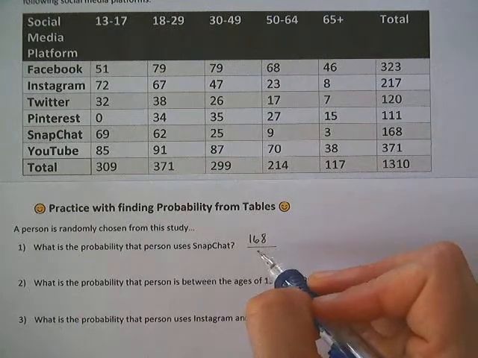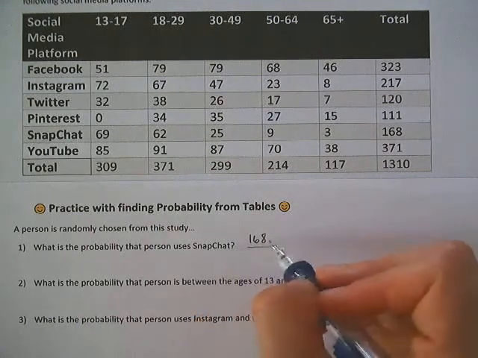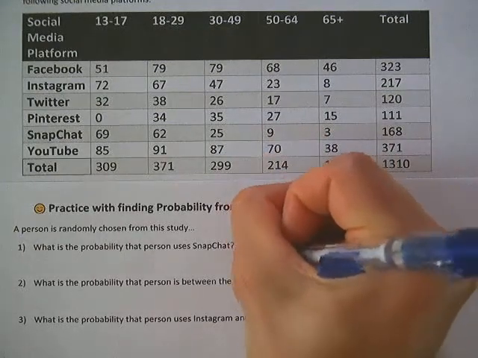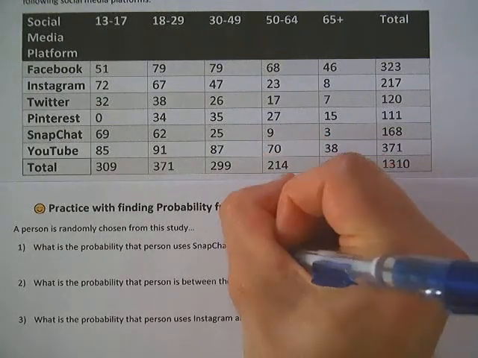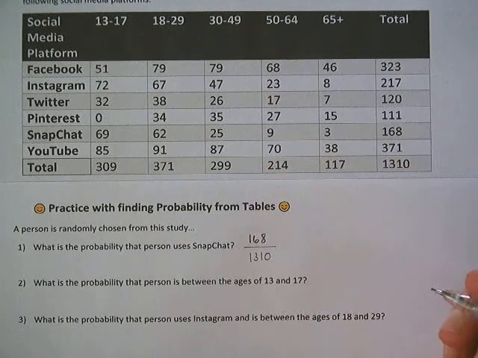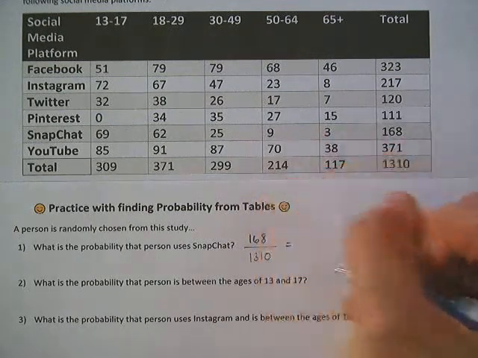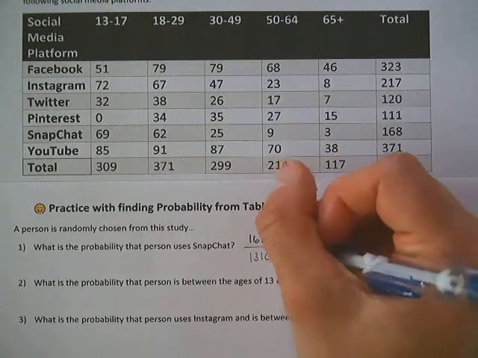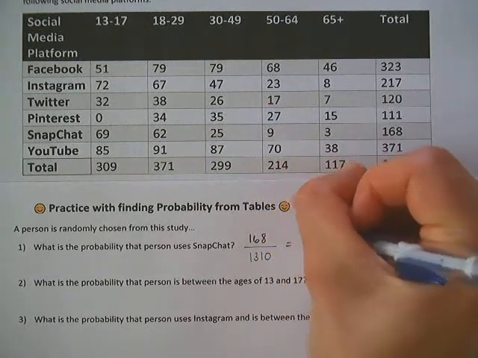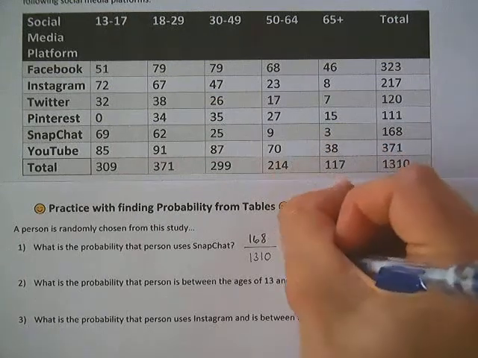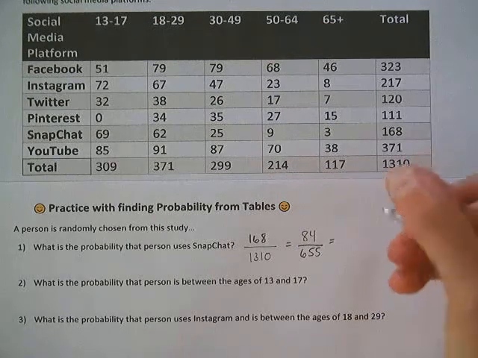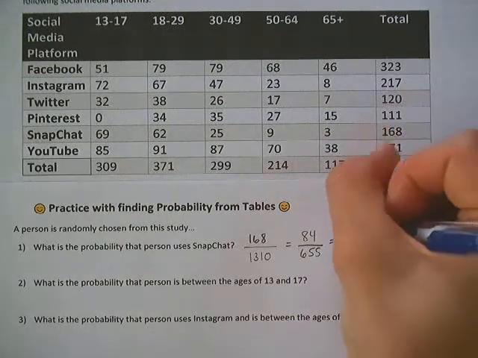So the probability that you get somebody that uses Snapchat, well, you have a 168 out of 1,310 chance of getting somebody that uses Snapchat. Okay. So from there, you can write your answer as a reduced fraction. So if I reduce this, I'd get 84 over 655. Or you can just type it in your calculator and get a decimal from it.